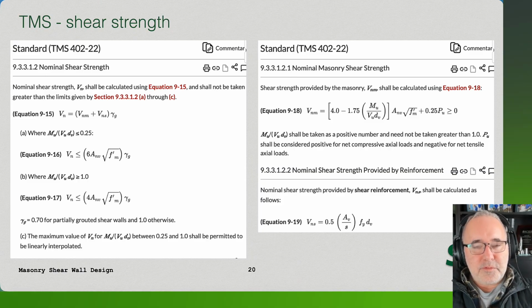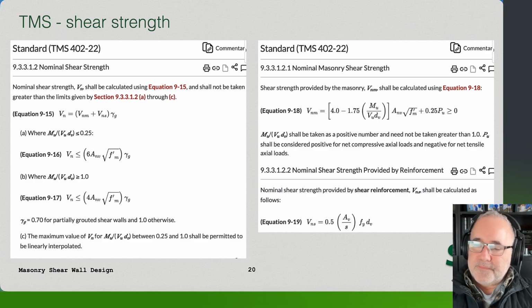But again, those are going to be the capacities for our masonry shear walls. Again, you look at the equations on the right, you can see what the actual masonry capacity would be. And then in the lower right, you can actually see the reinforcement capacity that you can have in a shear wall.